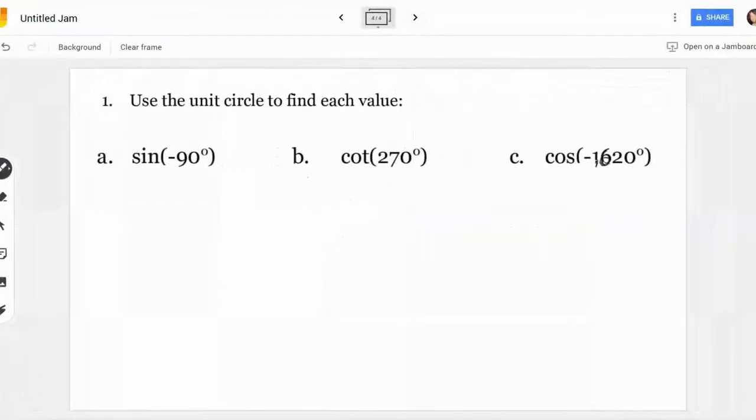So first of all, if it's negative, I don't want to have to think of everything backwards as well. Let's just keep it easy. This is where coterminal angles come in.